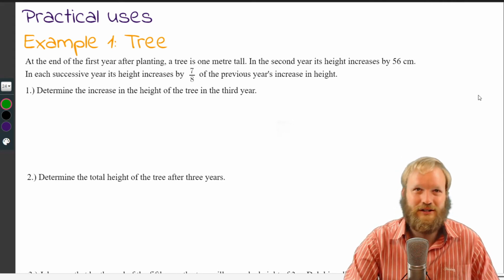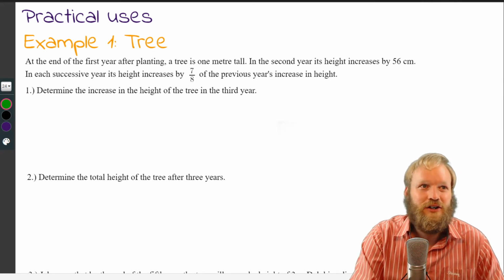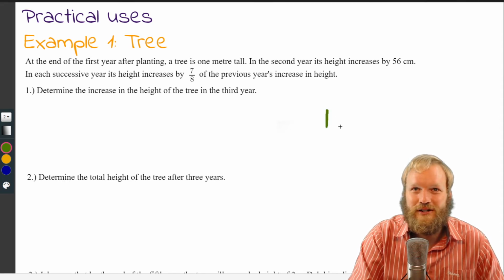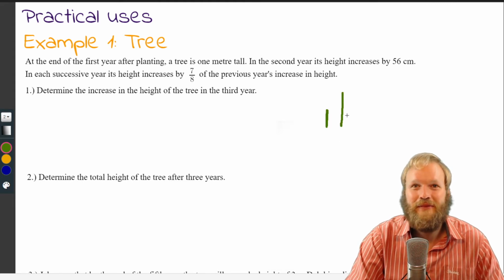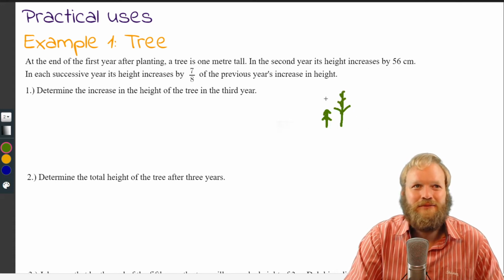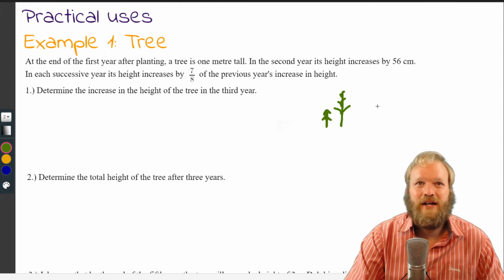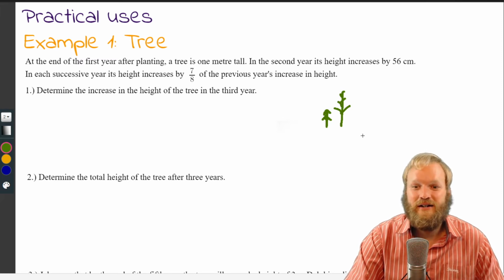Okay, so what's going on here? Let's draw some pictures of our trees here. So we've got our tree. And to start with, I'm just going to draw it as a little stick. It's 1 meter. Then in the second year, it increases by 56. So it's like 1.5 times as tall, right? Great tree. And then, do you want some little branches or something? And then the next, the branches should really go that way. But anyway, here's our monkey tree. And then in each successive year, its height increases by 7/8 of the previous year's increase in height.